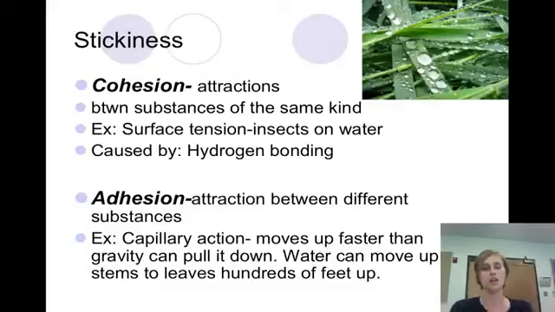In nature, adhesion is important because plants need water to photosynthesize. Photosynthesis occurs in the leaves of the plants, but they get their water from their roots. So the water has to be able to move up through the plant's stems all the way to the leaves faster than the gravity can pull it down. And they can do that because of adhesion and cohesion.